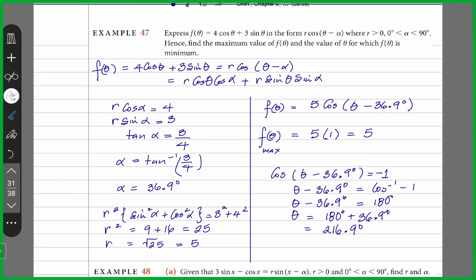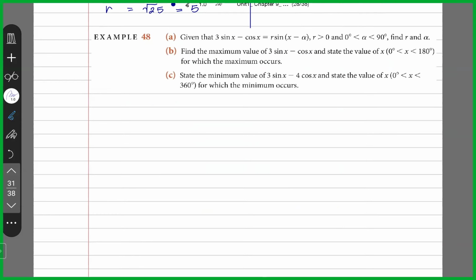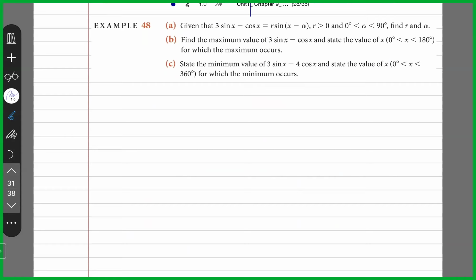All right, so next we're going to move on to example 48. Example 48 says, given that 3 sine x minus cos x is equal to r sine(x minus alpha), where r is greater than 0 and alpha is between 0 and 90 degrees, we're to find the maximum value of 3 sine x minus cos x. So what I'm going to do is call 3 sine x minus cos x f of x.